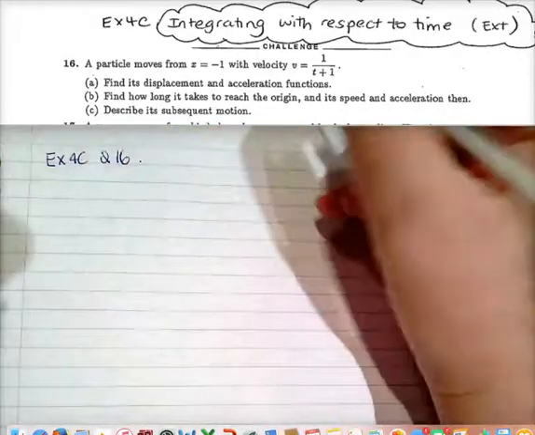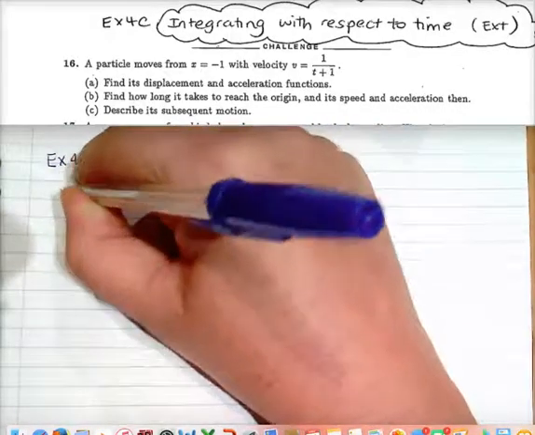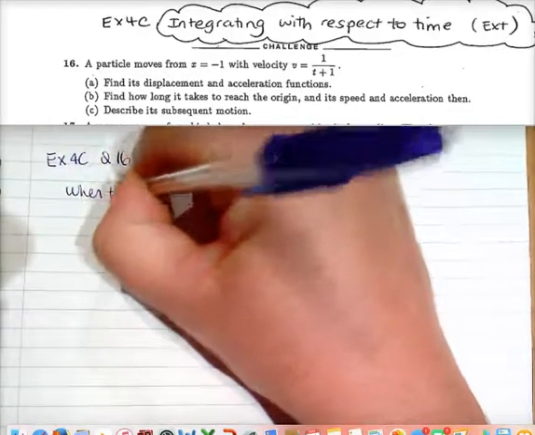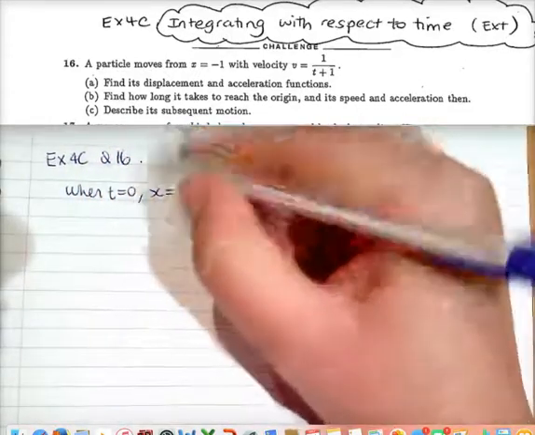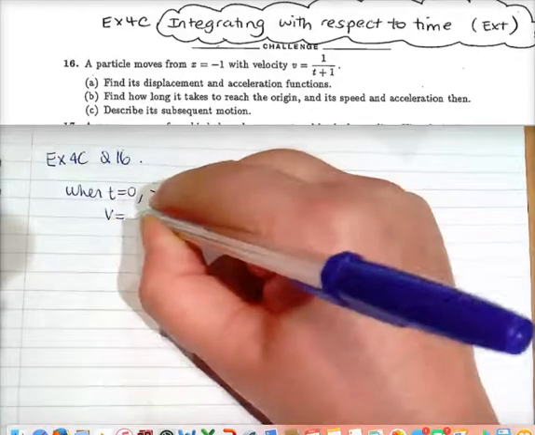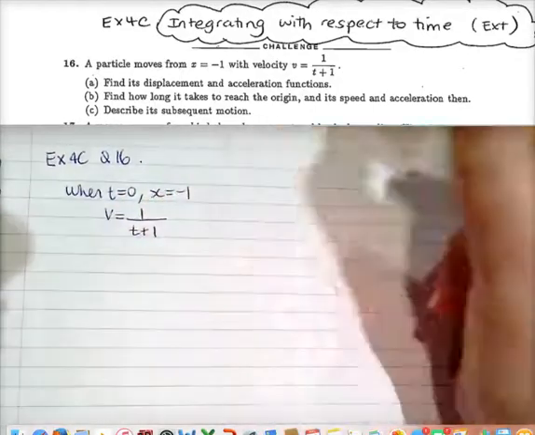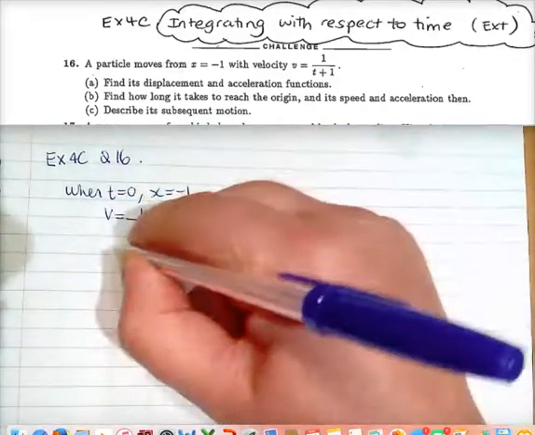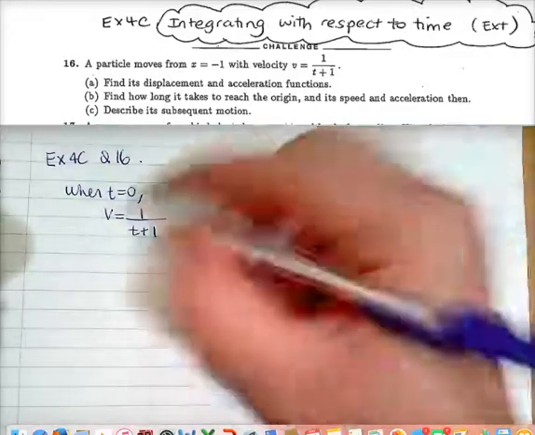This is exercise 4C. It's question 16. It says a particle moves from x equals -1. That means when t equals 0, x is -1. And it's saying it moves with the velocity of 1 over t plus 1. Okay? Now, we have to find the displacement and acceleration functions.